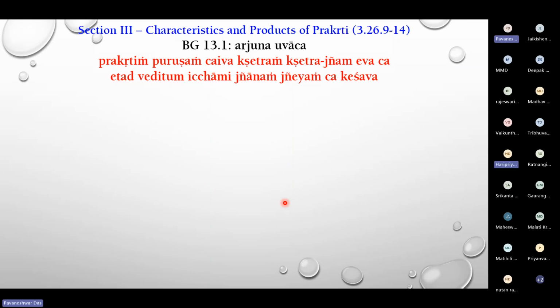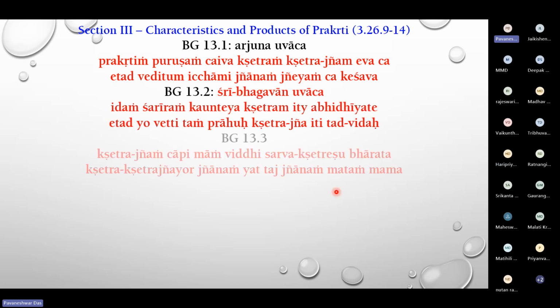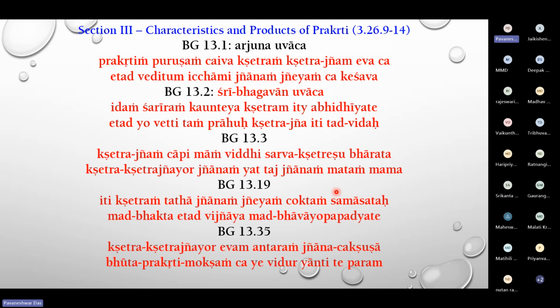No problem. Prakriti. Okay. Here, for information, I will share some verses from the Bhagavad Gita. All of you know all these things. Arjuna also had the same question. Prakritim Purusham Chaiva Kshetram Kshetrajnameva Cha Etad Vedatum Ichchami Jnanam Nyayam Cha Keshava. So, can you please tell about the Purusha, Kshetra, Jnanam, Nyayam in detail?